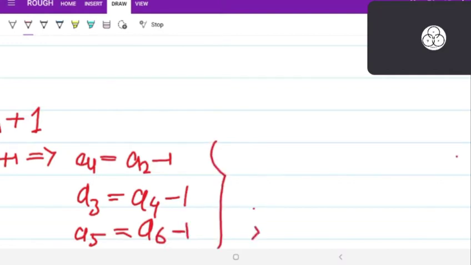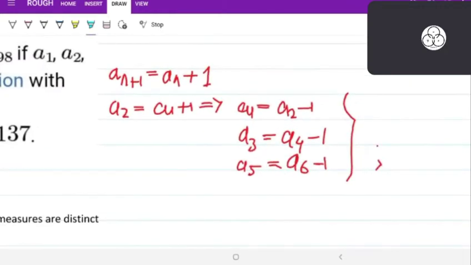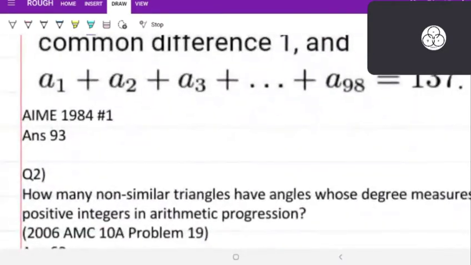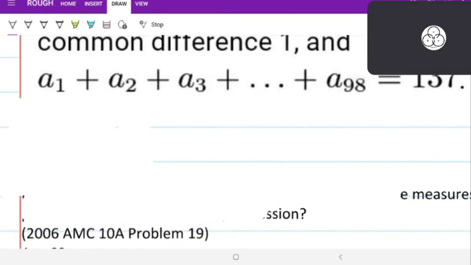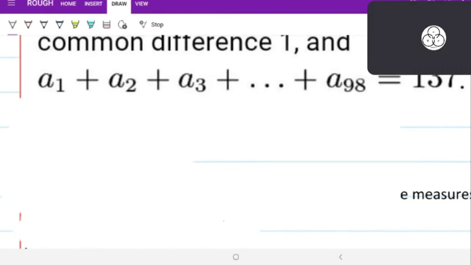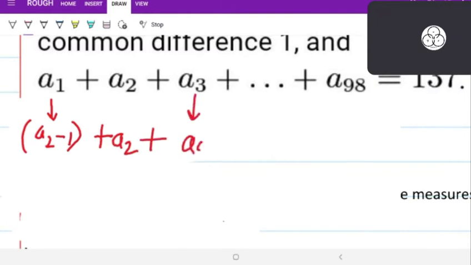Just put these values of a1, a3, a5 in this equation. What will happen? Just look here carefully. a1 can be written as a2 minus 1 plus a2. a3 can be written as a4 minus 1 plus a4. And so on. We have a98.